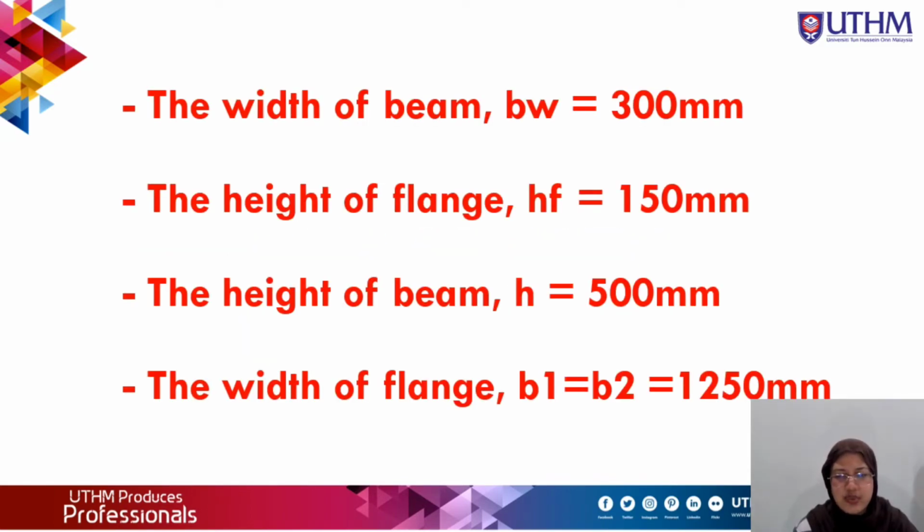Beam size. The beam size that we use is the width of beam, which is BW, is 300 mm. The height of flange, which is HF, is 150 mm. The height of beam, which is H, is 500 mm. The width of flange, which is B1 equal to B2, is 1250 mm.